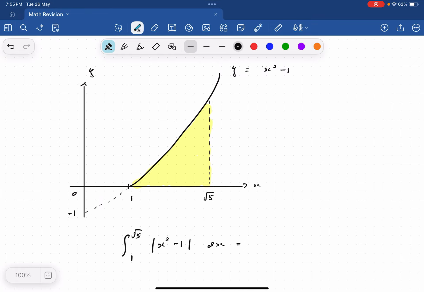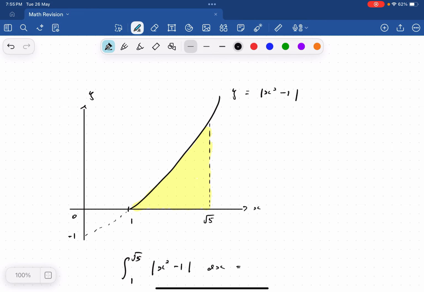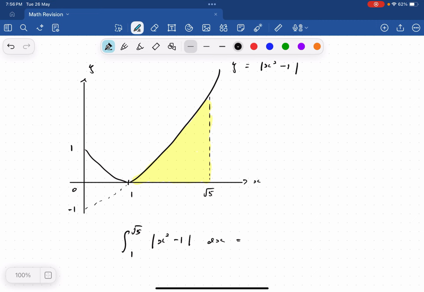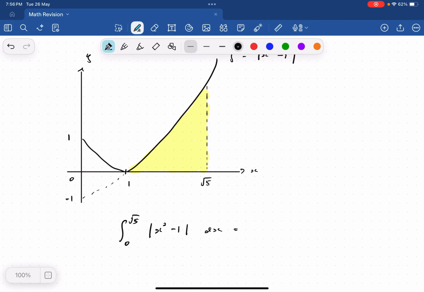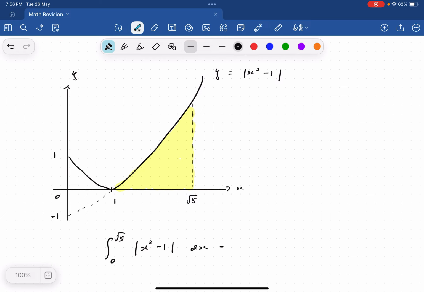But if I add a modulus, then we learn in Sec 3, right? If I add a modulus, then instead, this thing is going to come up here. It's going to be reflected. Anything below the x-axis is just going to be reflected upwards. So this is going to be 1. So if I just want to find from, sorry, this should be root 5 to 0. If I just want to find the area of root 5 to 0, not only do I have to consider this yellow shaded area under the curve, I also need to consider this blue shaded area under the curve.